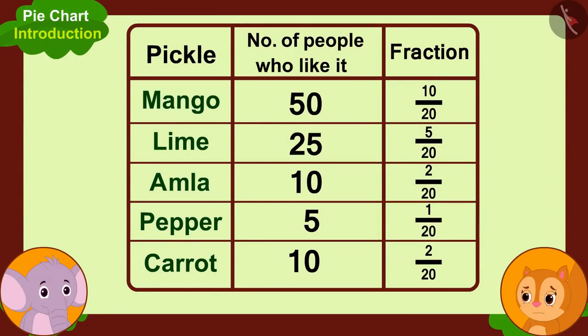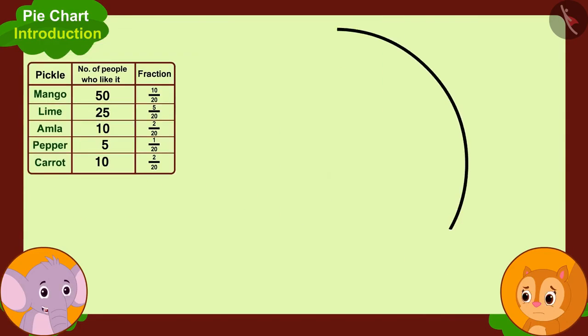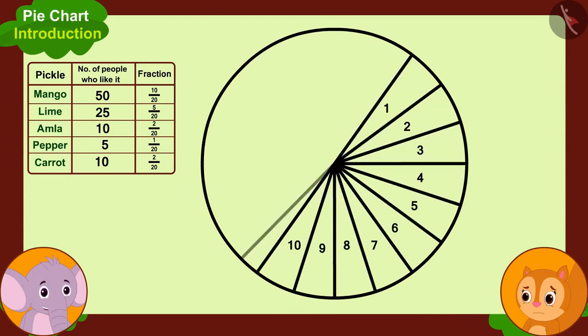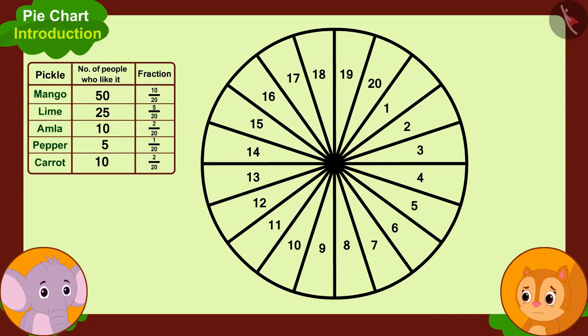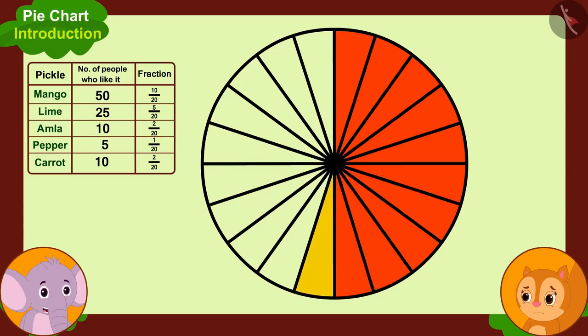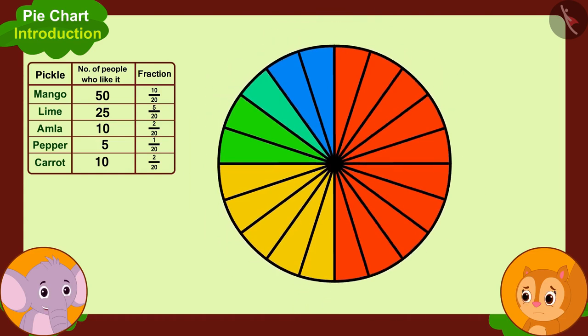But Appu, you haven't made any pie till now. Don't worry. Now we are going to make the pie of the pie chart. Now we will make such a circle. Then we will divide this circle into 20 equal parts. And finally, we will color these parts of the pie chart as per the fractions and illustrate it using the circle. Our pie chart is ready.